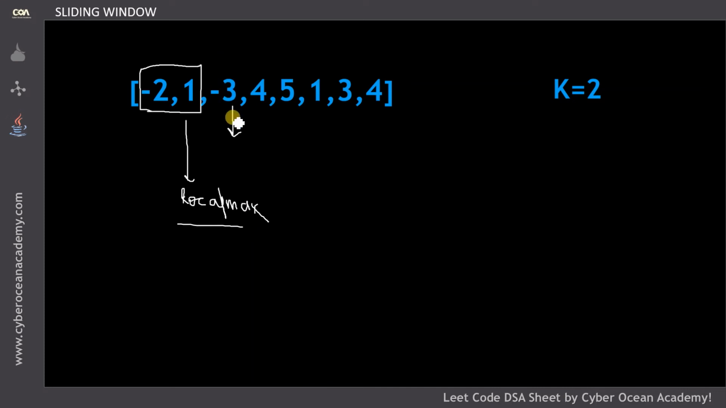And here we will simply add this current index value, that is minus 3, with the local maximum. I'm just adding 3 with the local maximum, and we will subtract the first value, that is minus of 2, from the local maximum. So this is the value which we want to subtract, and we will add this 3. So it basically gives you minus of 2.